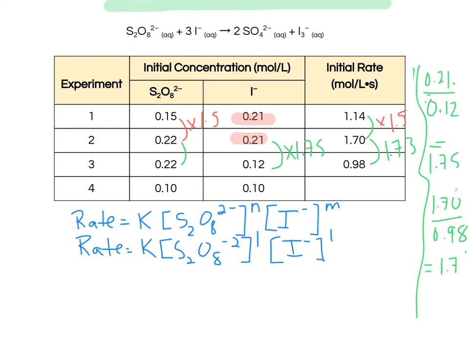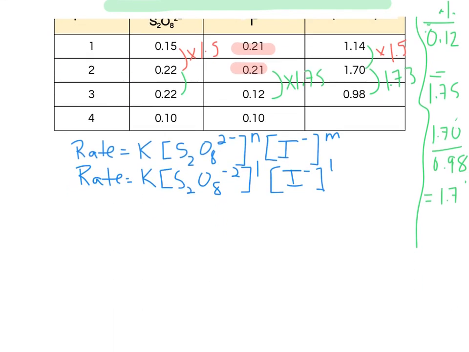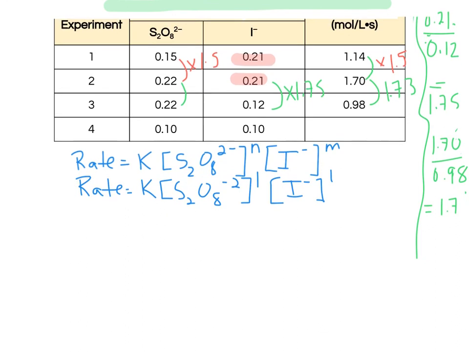So now that I have my exponents for my rate law, I can go ahead and substitute in to determine the value of K, and I can also determine the units for K. So I'm going to go ahead and do that. I'm just going to give myself a little bit more space here. I think I'm just going to use the first trial.